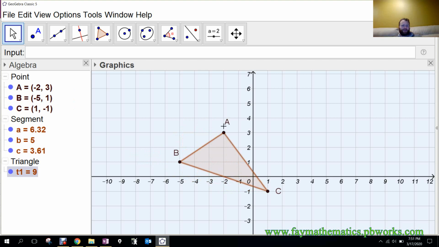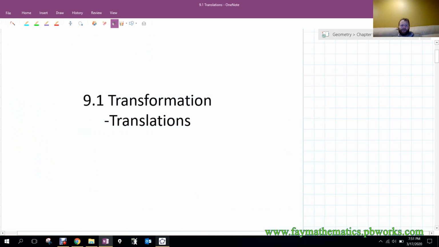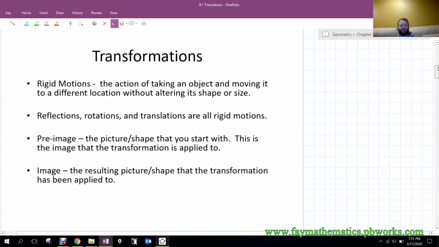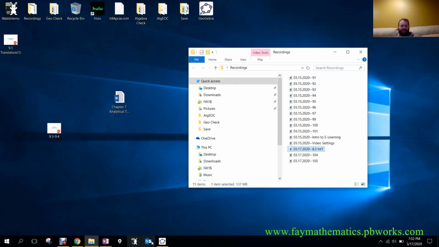And when I do that, because A and B were stuck together at the beginning with a definitive distance, a definitive edge here, then when A moves, B is going to move in the same way, and so is C. So that logic is what we get when we start talking about what we call rigid motions. A rigid motion is the action of taking an object and moving it to a different location without altering its shape or size.